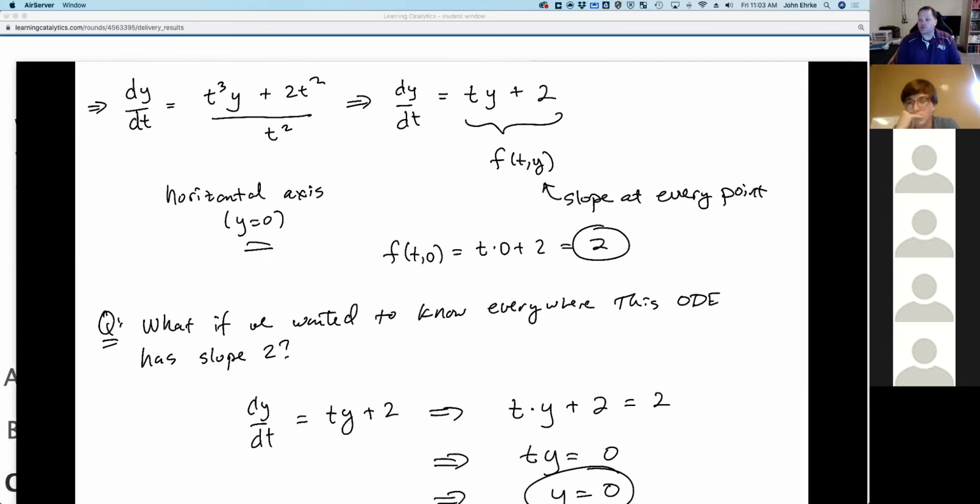You get y equal to 0. So only along the line y equals 0 do we have slopes of 2. So the question could be asked to you either way. I could say, here's some specific curve in the plane. What are the slopes along that curve according to the differential equation? Or, here's a slope in the plane. What curves have that slope?